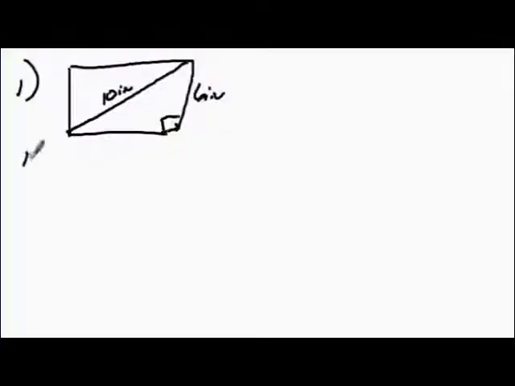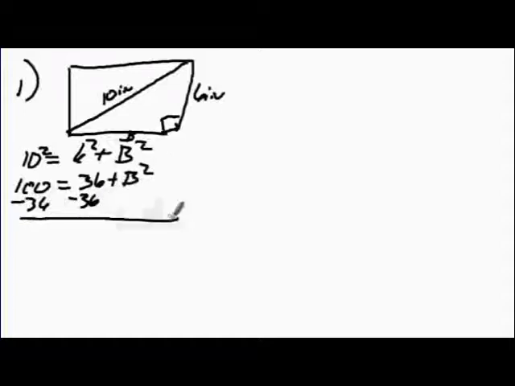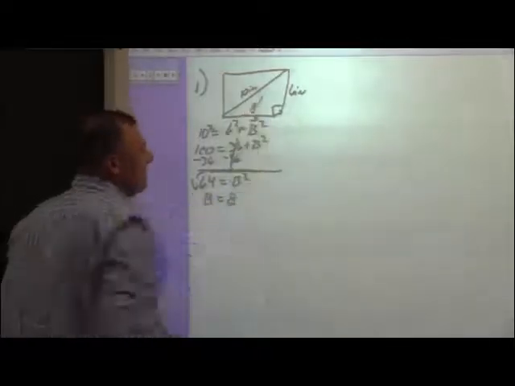So you're going to have to take 10 squared is equal to 6 squared plus, let's call it b squared here. So 10 squared, that's 100, equals 36 plus b squared. Subtract 36 from both sides. So you're going to get 64 equals b squared. And then you have to take the square root of both sides, so you're going to get b equals 8. So you just discovered this was 8.